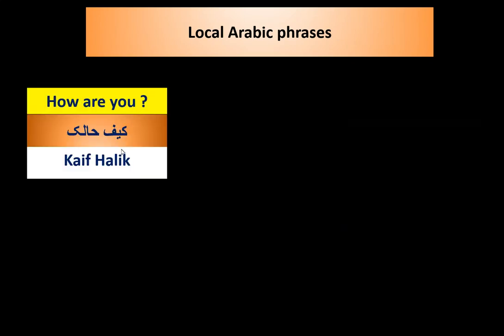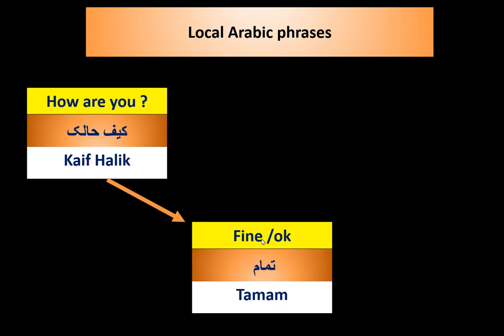How are you? Kaif halik? Kaif means how. Halik means your situation. This ka means your. Hal means situation. Kaif halik? How is your situation? Or how are you? Actually, it means how are you? The answer is fine or okay. Tamam. You can simply say tamam. Tamam means fine or okay.